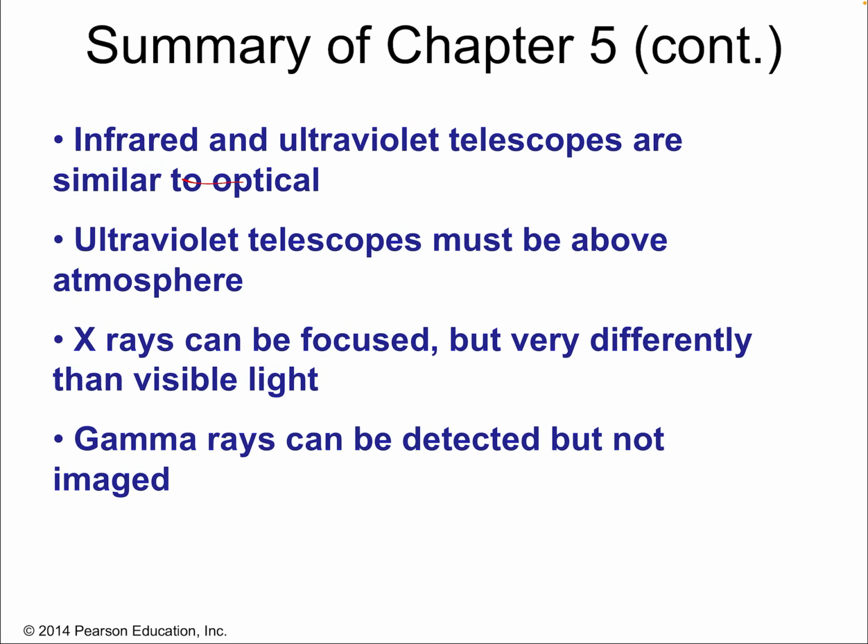Infrared and ultraviolet telescopes are similar to optical. They basically work on the same principles, but often they're in space, okay? Especially ultraviolet, all right? And they must be above the atmosphere in the case of ultraviolet. X-rays can be focused, but very differently than visible light, and gamma rays cannot be focused at all. Thus, they always create coarse or grainy images.